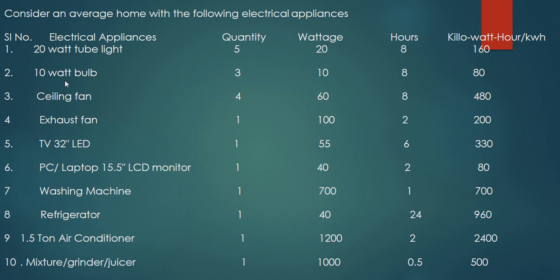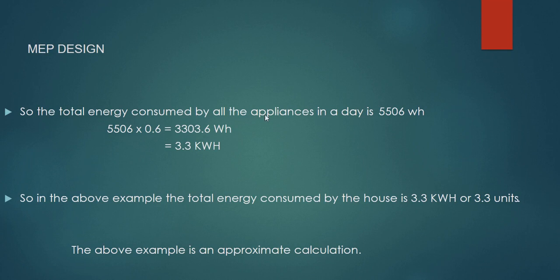Similarly, in the home we are using 10 watt bulbs, and we also have a ceiling fan, an exhaust fan, TV, PC, washing machine, refrigerator, a 1.5 ton AC, and a mixer grinder or juicer. Multiplying these quantities with wattage and hours, we get the watt hours. Now how much will the total load be?